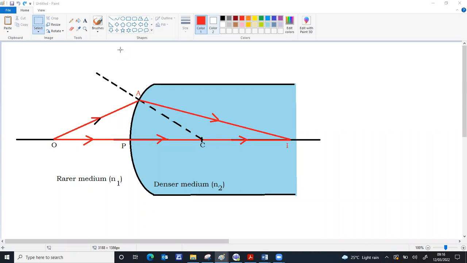This topic, the refraction happening at the spherical surface, is one of the important topics for the term two CBSE board exam.